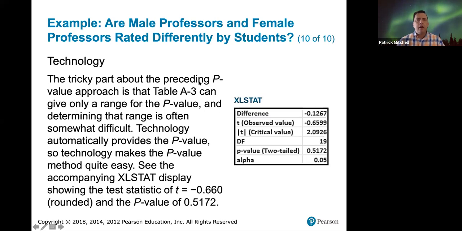Okay, so again, the tricky part about the p-value approach using the table is that it only gives you a range for the p-value, and determining that range is often somewhat difficult. Technology automatically provides the p-value. So you see they used XLStat and got a p-value 0.5172. They just fed all of the summary statistics right into XLStat, and they got this slightly different p-value from the one that we got. But it would lead you to the same conclusion.